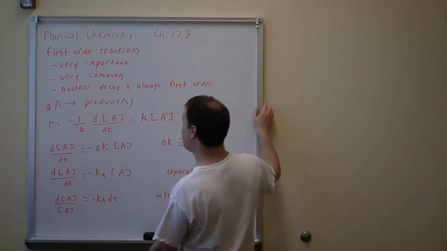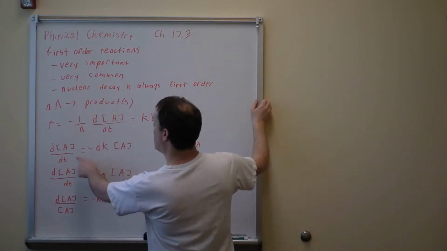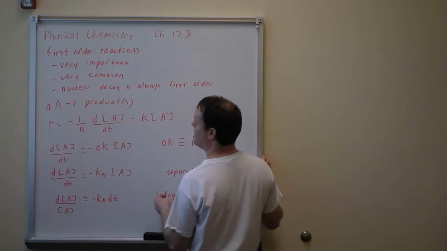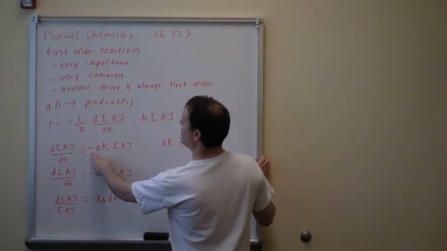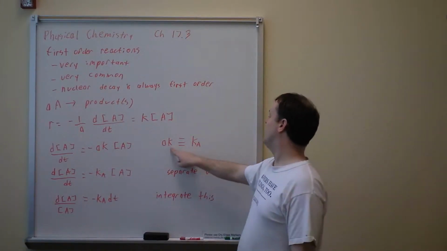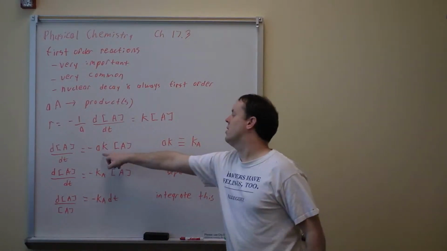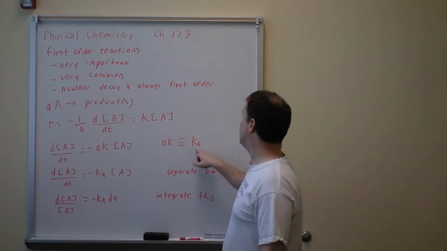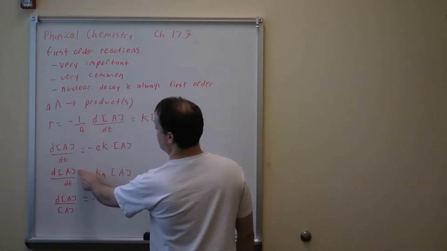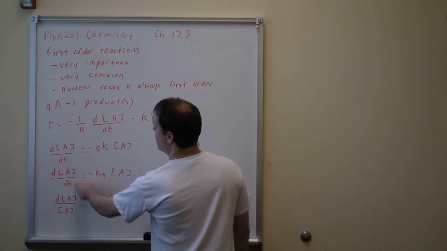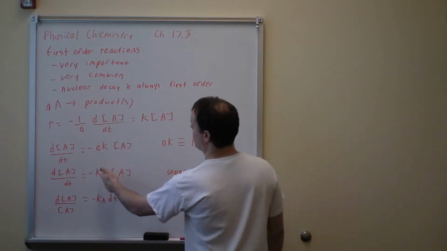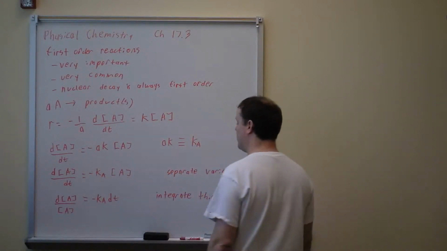So first thing we're going to do is multiply by a. So we have the differential of the concentration of A divided by the differential of t, and we've got the minus sign over here too. So we have minus a times k times the concentration of A. And just like before, we're going to take these two constants, a times k, and make that just one constant, k sub A. So now we've got the differential of the concentration of A divided by the differential of time is equal to minus the rate constant for A times the concentration of A.